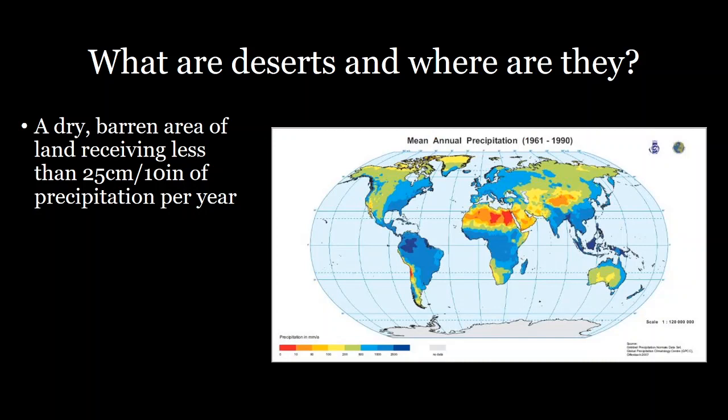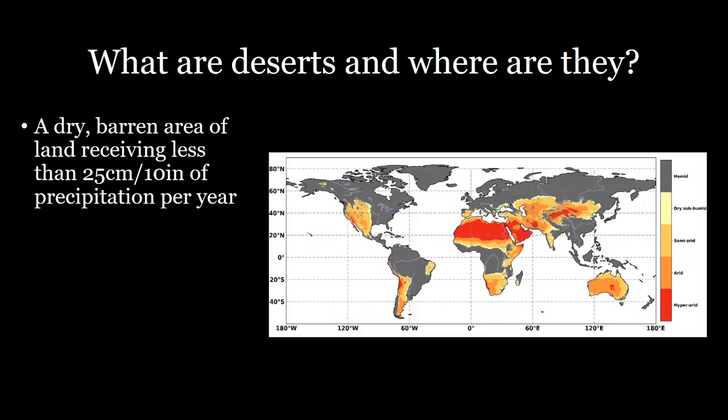So let's start off by talking about where deserts are and what they are. Deserts are dry, barren landscapes that receive less than 25 centimeters or 10 inches of precipitation per year. You can see here on the right the distribution of precipitation throughout the world, with all these areas in yellow, orange, and red indicating areas with less than 20 centimeters. So that's a good indication of where the deserts are in our world.